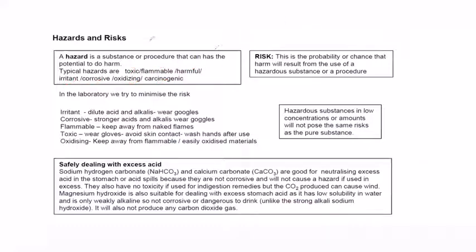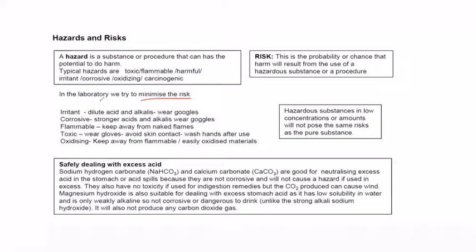So in a lab, we can minimize the risk, but we cannot change the hazard. For example, if something is an irritant, like dilute acids and alkalis, irritant is a hazard, because it can cause harm. What you can do is wear goggles and reduce the risk, the potential to cause harm. Strong acids and strong alkalis are corrosive, so you should wear gloves, goggles or a lab coat.